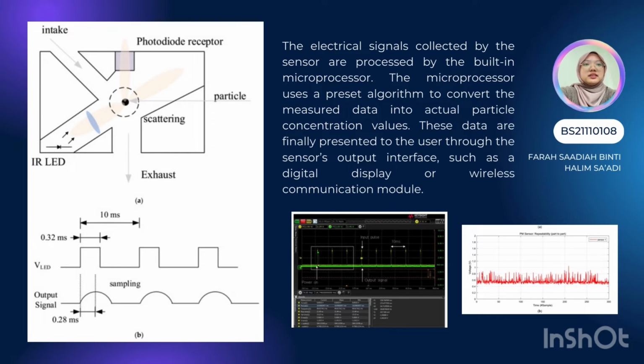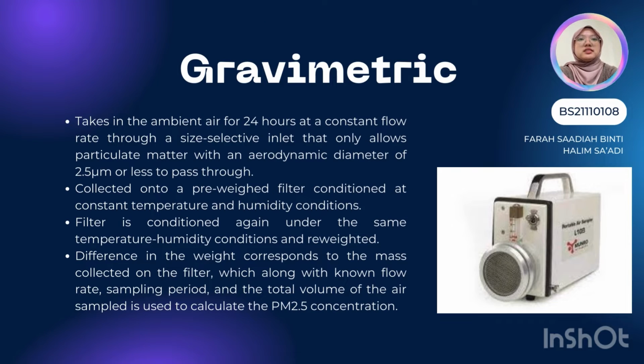The electrical signal collected by the sensor is processed by the built-in microprocessor. The microprocessor uses a preset algorithm to convert the measured data into actual particle concentration values. These data are finally presented to the user through the sensor output interface, such as a digital display or wireless communication module. Next is the gravimetric analysis.